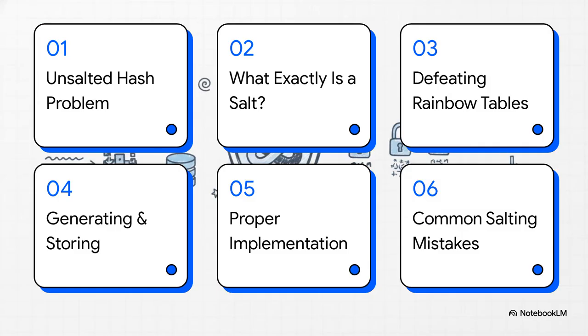Here's the roadmap for this explainer. We're going to hit the unsalted hash problem, what a salt actually is, defeating rainbow tables, generating and storing them, doing implementation right, and finally, some common salting mistakes. By the time we wrap up, you'll know exactly how to secure user credentials the right way.